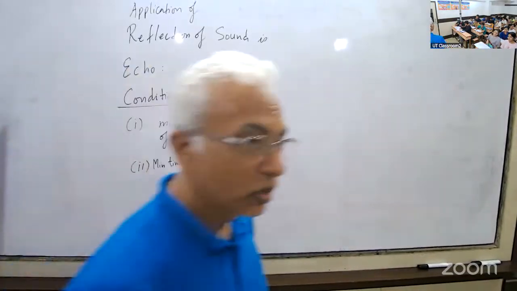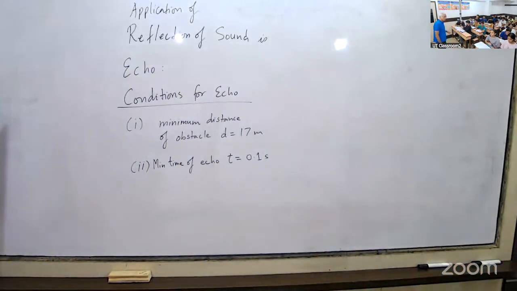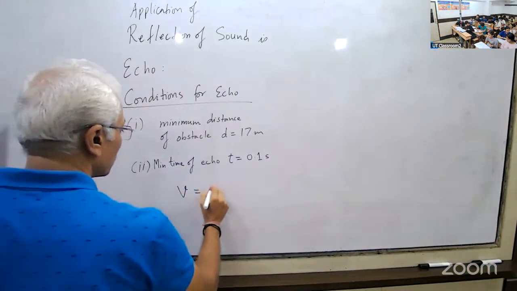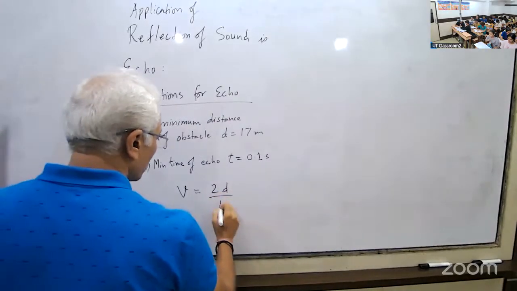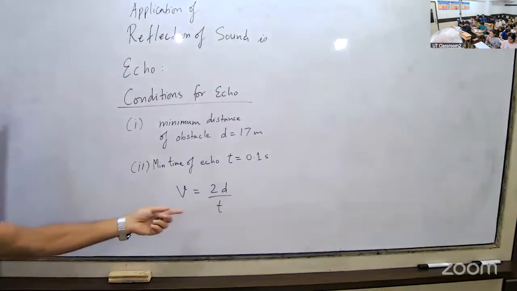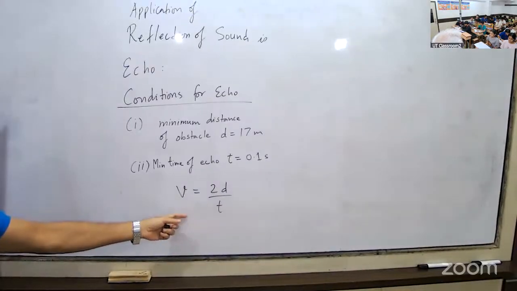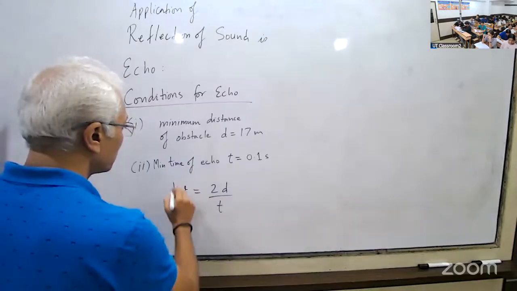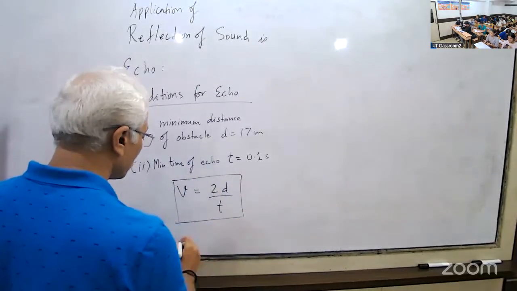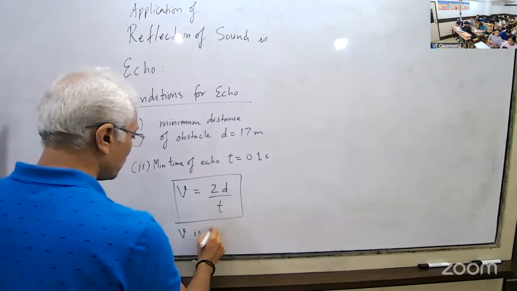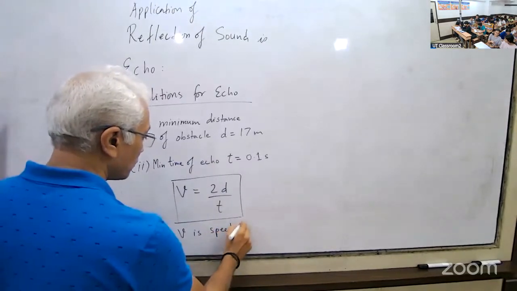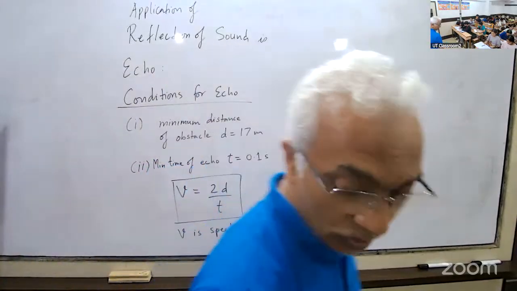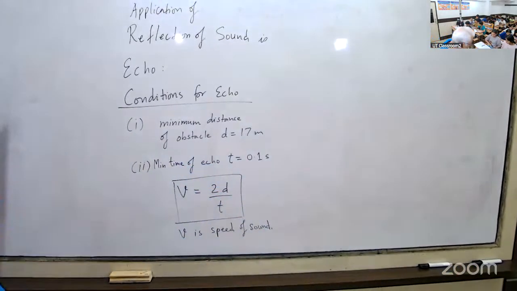And what is the formula for echo? What is the formula for minimum distance? E is equal to 2D by D. This is the formula that we have discussed. Okay. So just remember this. So till here we discussed in the last class.